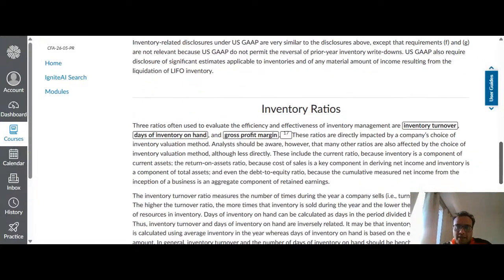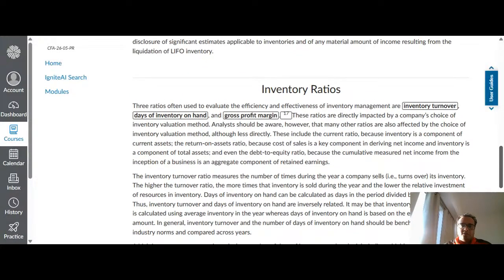Now, what are the key inventory ratios? The three ratios often used to evaluate efficiency, how well you manage your inventory, are the inventory turnover ratio, days of inventory on hand, and gross profit margin.